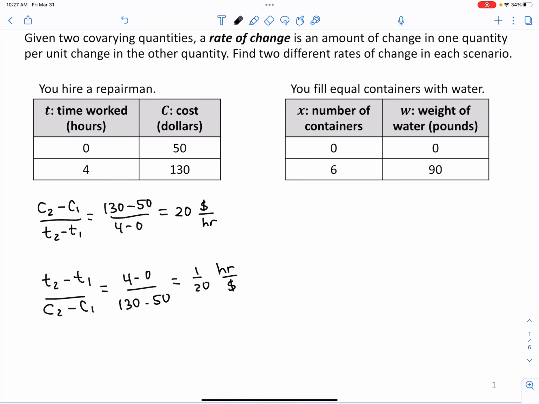So if you're interested in analyzing the scenario on how much time can I buy for every dollar, then this tells us that you can buy 1/20th of an hour of the repairman's time per dollar that you offer.